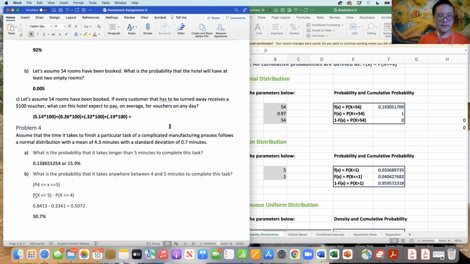So basically, we multiply the probability of each individual or discrete value with the value itself. However, as some of you might have noticed, the money as voucher is incorrect here, because if we have 2 customers turned away, the hotel would have to pay $200, right? Because each would receive 100. If 4 customers were turned away, then the hotel would pay 400.